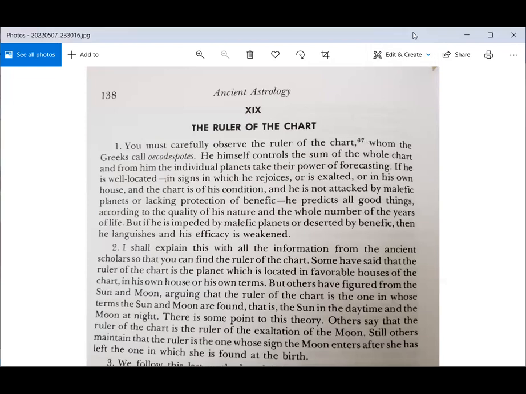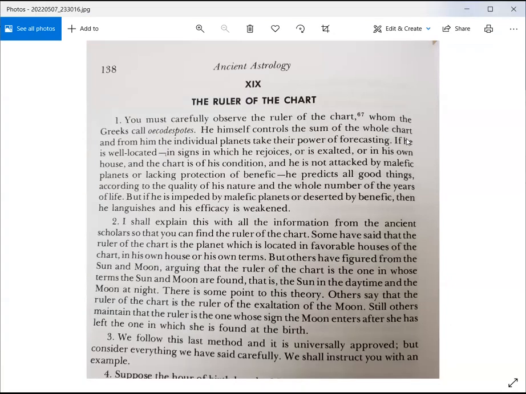So as you can see here, we're going to read the text out of the book. This is page 138. And it says, Ancient Astrology, the ruler of the chart. So he's going to get into the actual details by the third paragraph, and we'll get into that. But let's see what he says.